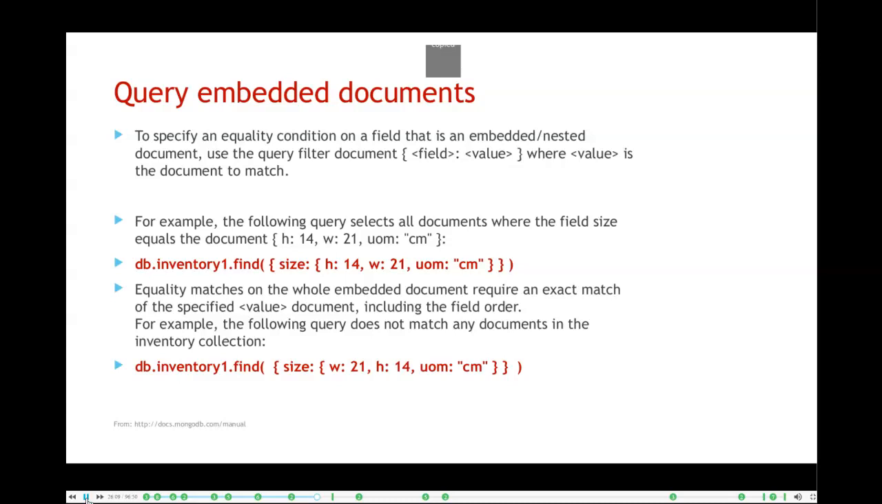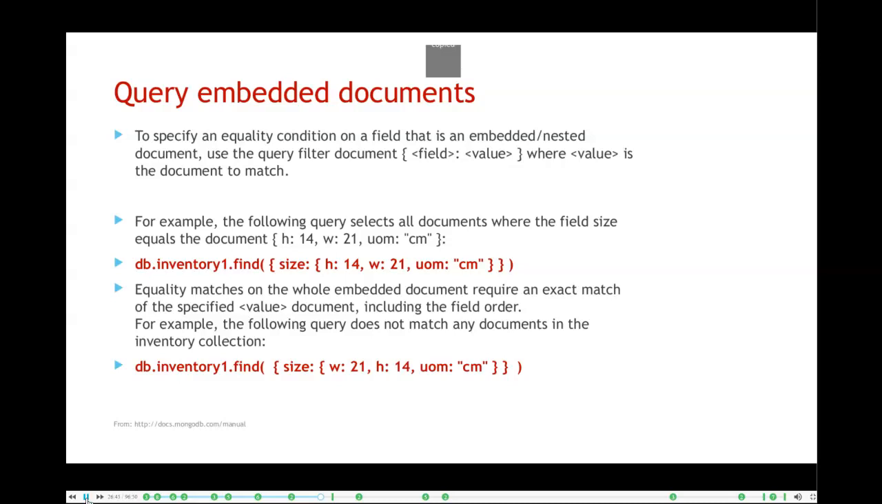In the second example, we are also asking to find the size, but now with the width 21 and the height 14. Basically the same thing, but we just switch the order. If we run this command, we'll see that we get nothing. Why do we get nothing in this case? We get nothing here because when you are looking for the embedded document, it should be given in the same order.